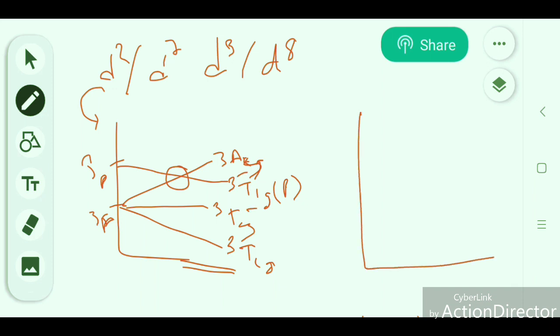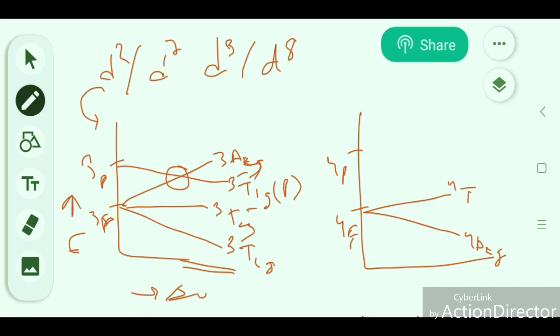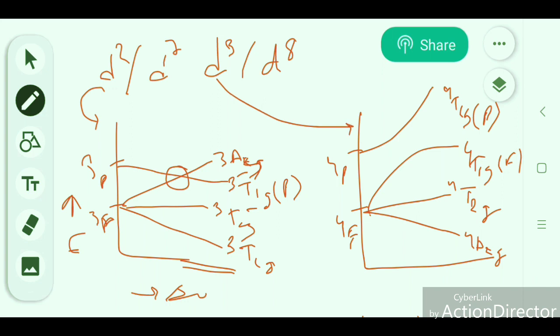While in the case of the d3 configuration, if we see the Orgel diagram of the d3 configuration, in this case the ground state term was A2G, and the first excited term was T2G. The third term of F was 4T1G, and then the P T1G term was like this. So we can see that in the d3 configuration there is no crossing of these last terms. But in the case of the d2 configuration, we have seen that there is a crossing of these two terms. So from the correlation diagrams, we can conclude that there is a non-crossing rule.